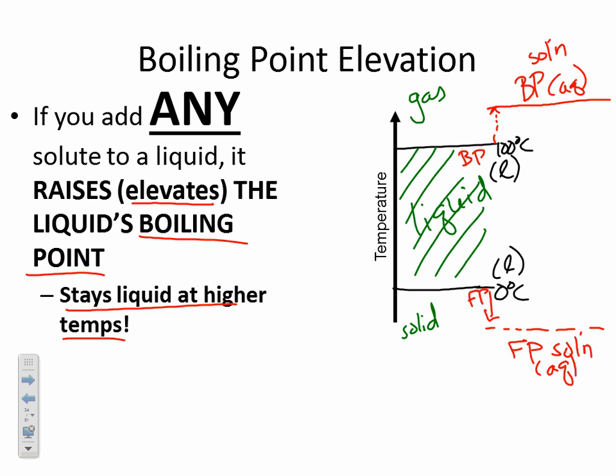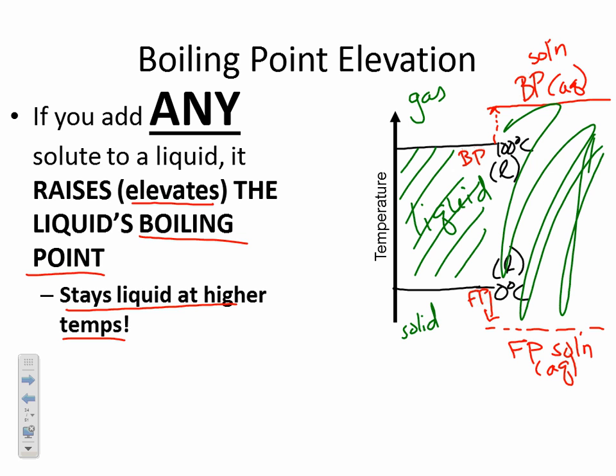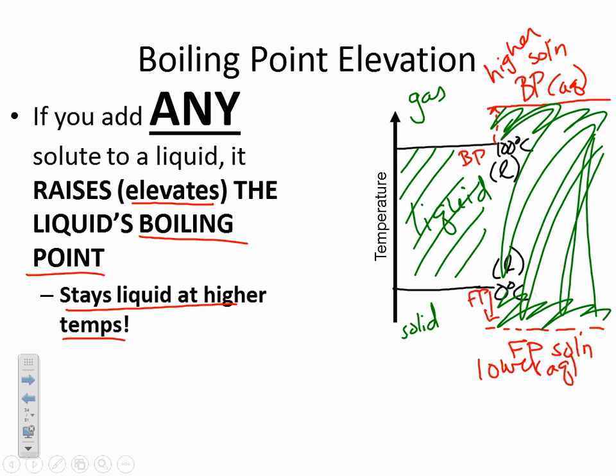But then if you make it into a solution, now we have a much larger area where it is a liquid. You've increased this area up here. It's going to be a liquid at temperatures it isn't normally a liquid at. And likewise down here, where it's normally a solid, you've increased that area. You've raised the boiling point, higher boiling point, and you've lowered the freezing point, i.e.